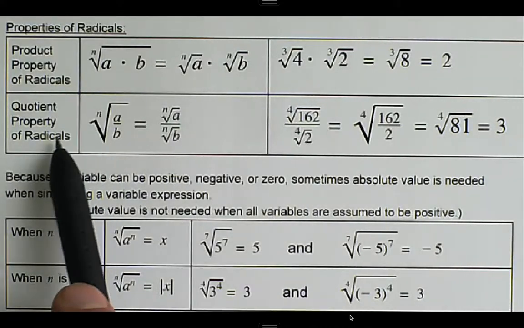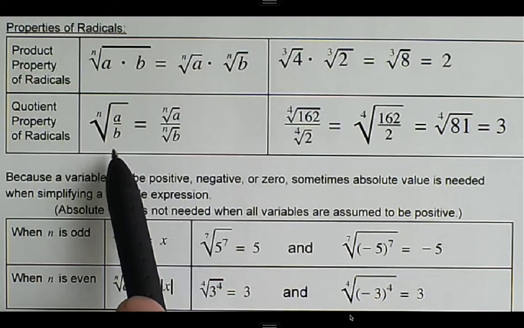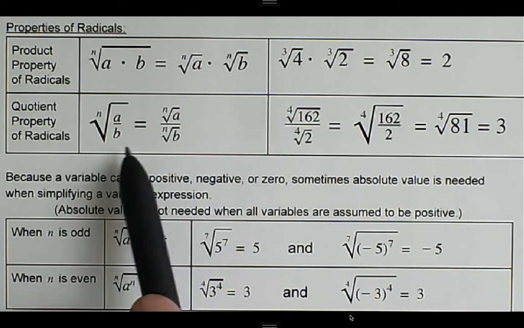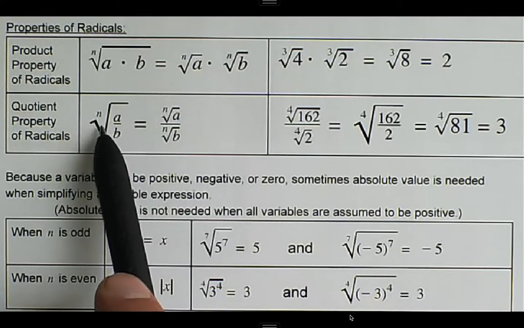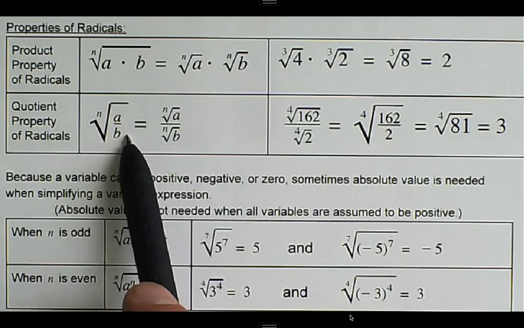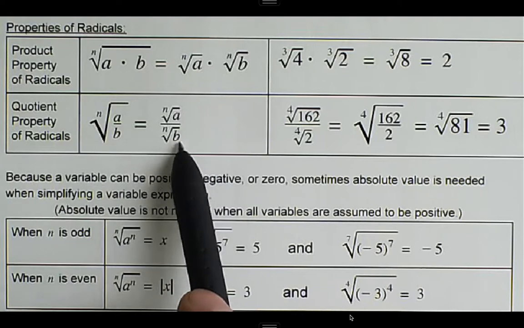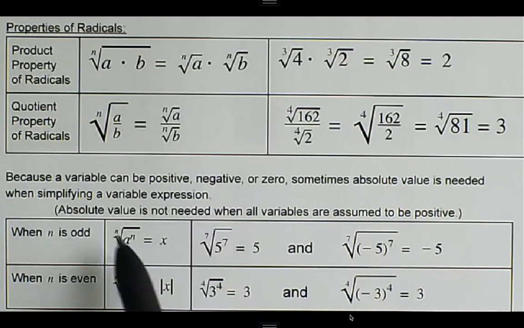Quotient property of radicals. And this is similar to the power of a quotient and the power of a product, where we're basically just going to distribute the radical. So we have the nth root of A over B, and we can distribute that, where we have the nth root of A divided by the nth root of B. Those are the same things.